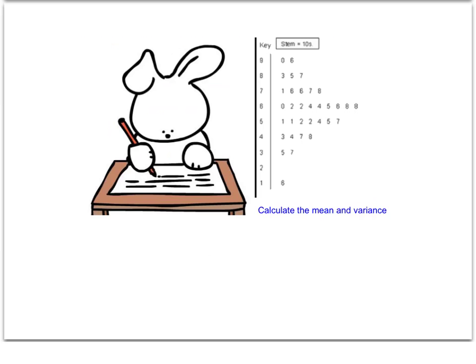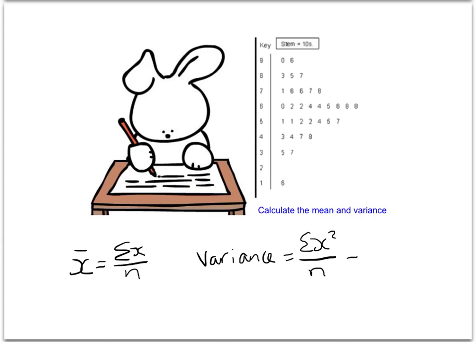Okay, have a go at working out the mean. That's x bar, sum x over n. And the variance, we're not going to square root it this time, we're just going to do variance. And the variance, which is all of the x's squared, then added up, divided by n, minus the exact mean squared. Pause video, have a go, then unpause when you're ready to check your answers.